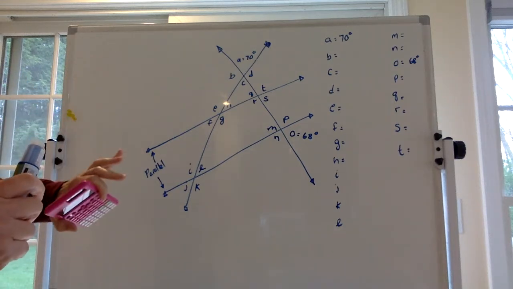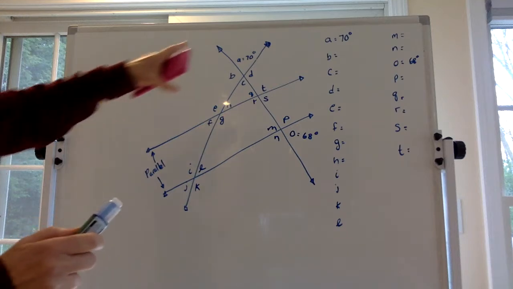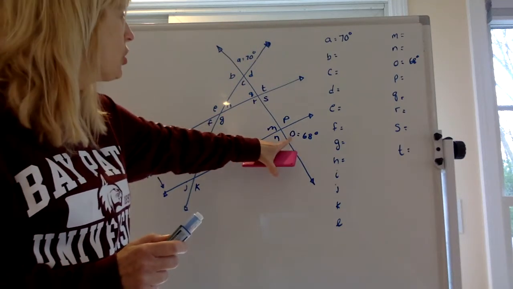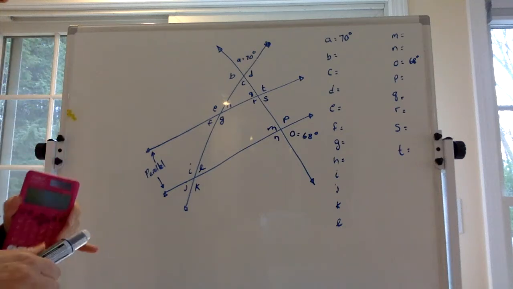There's A through T for angles. There's a bunch of angles. They gave us A, 70, and they gave us O, which is 68. So we've got to try to figure out all the other angles.